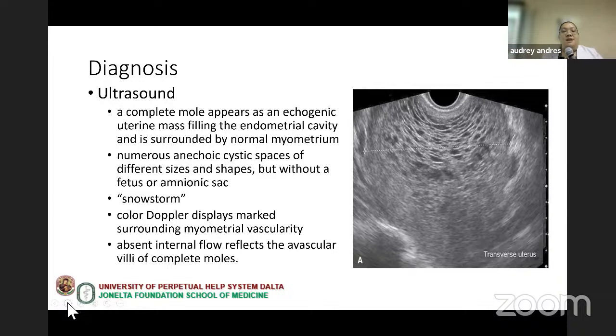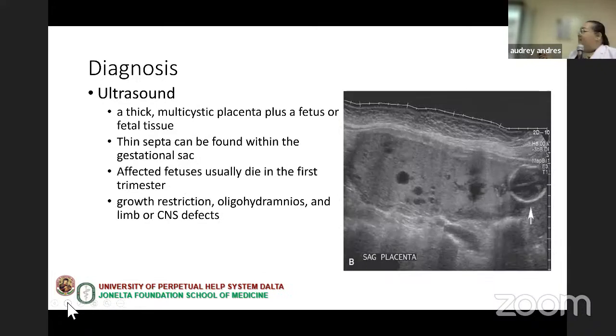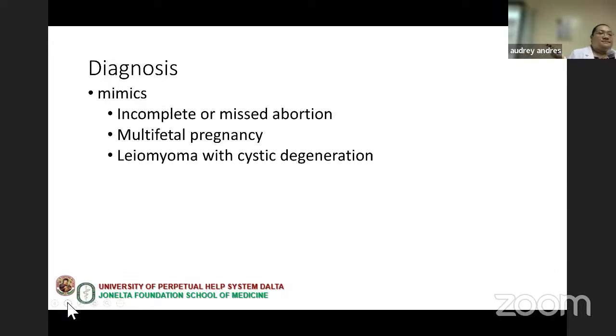It's vascular and there's no internal flow, reflecting the avascular villi of a complete mole. Your placenta could have fetal tissue found within the gestational sac. If your fetus is there, they usually die in the first trimester because they're growth restricted, they have oligohydramnios, they have defects either in the limbs or CNS.